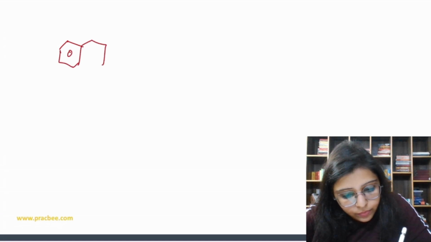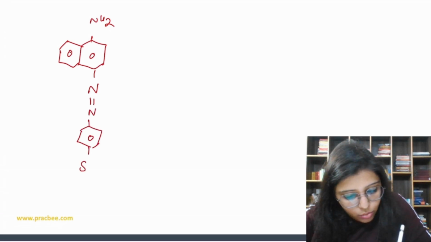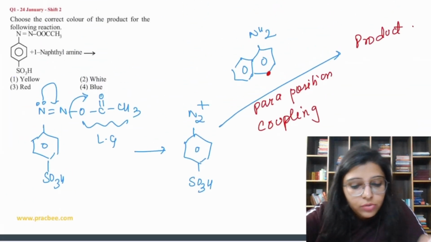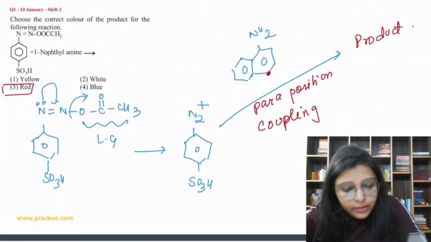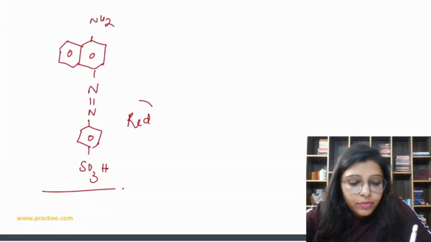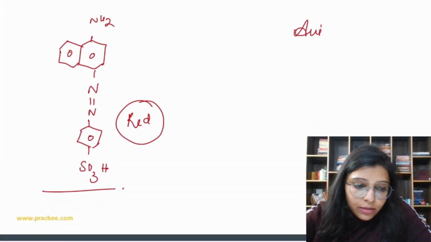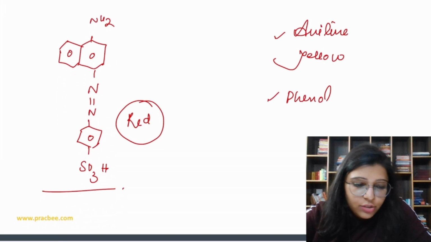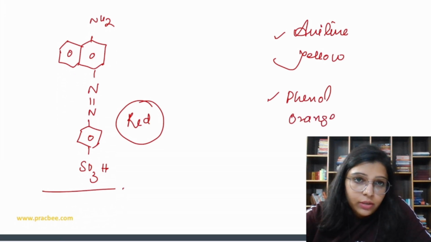And the product is going to be this: NH2 and this N double bond N, SO3H. Okay, so when we have naphthylamine, the color of the dye is red. The color of the dye is red with naphthylamine. With aniline, the color of the dye is yellow, and with phenol, the color of the dye is generally orange or orange-red. Okay.